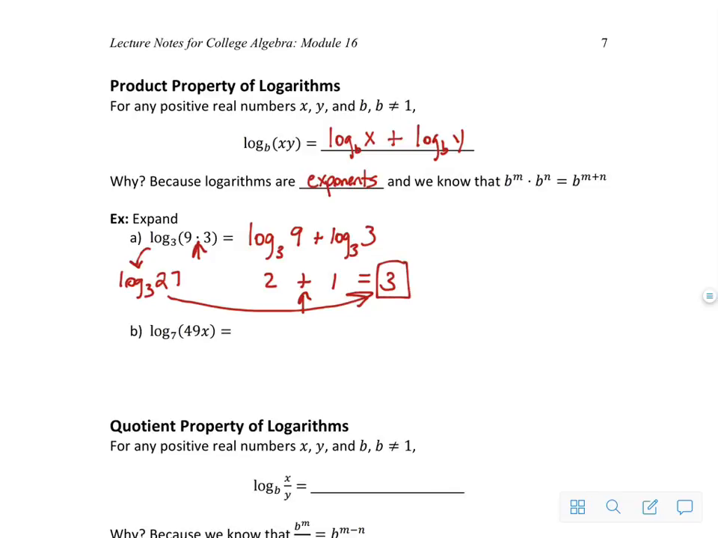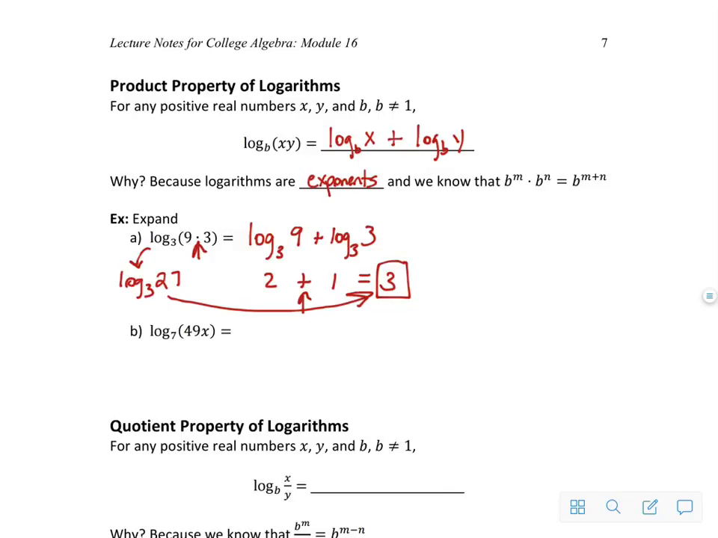Now in this simple case, we could just calculate these numbers directly. This log became 2, this log became 1, then we added them up. Sometimes there's variables involved, sometimes there's numbers that don't have nice round logarithm outputs, so we simply split it up and leave it as the final answer.